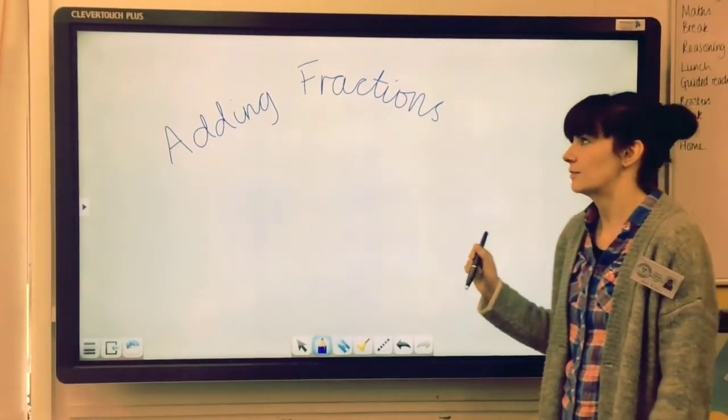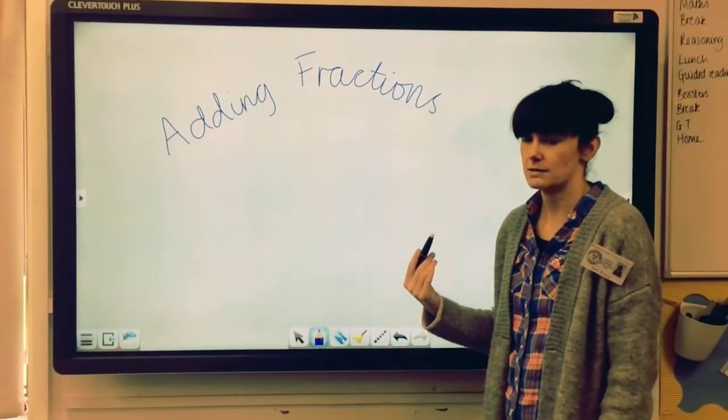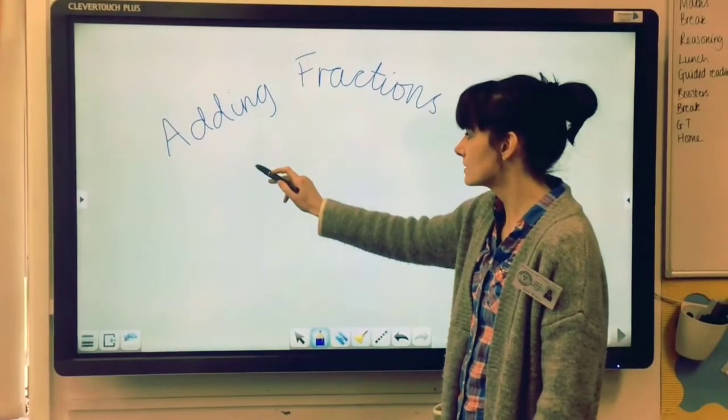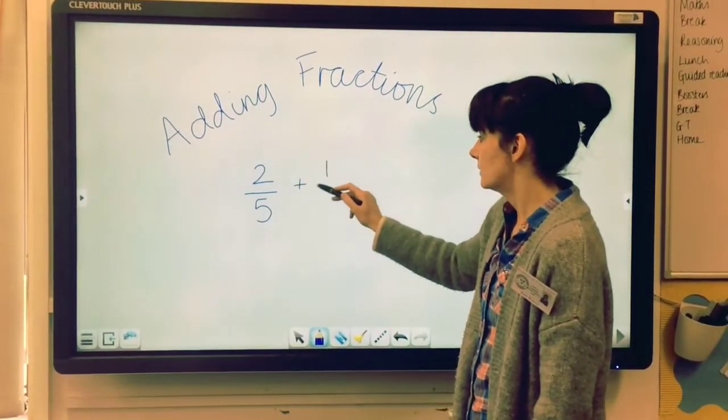Today we're going to be adding fractions. We're going to start off with a really simple one where both denominators are the same. So for example, we could have 2/5 add 1/5.